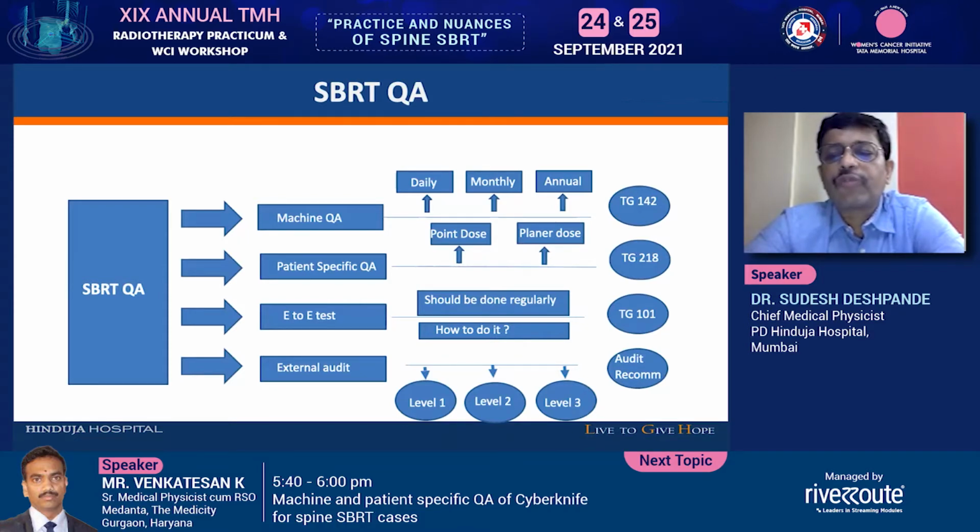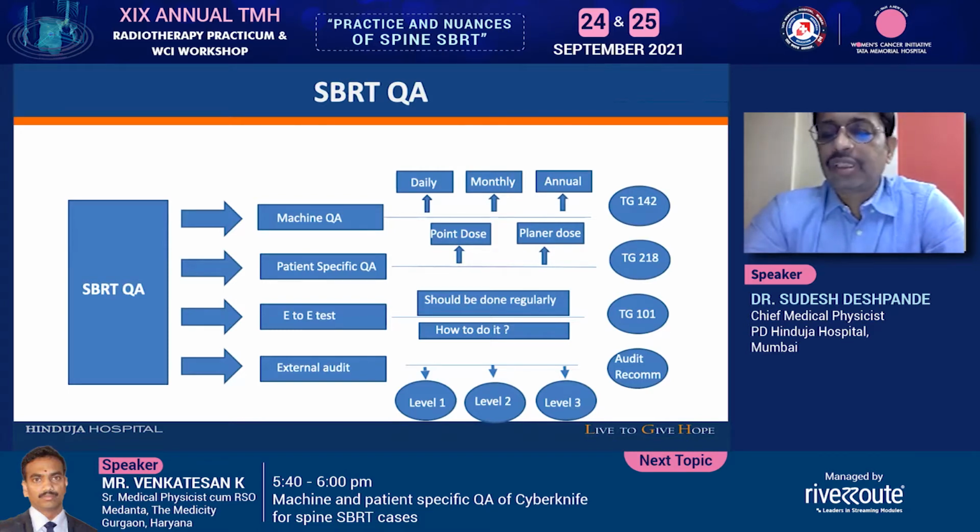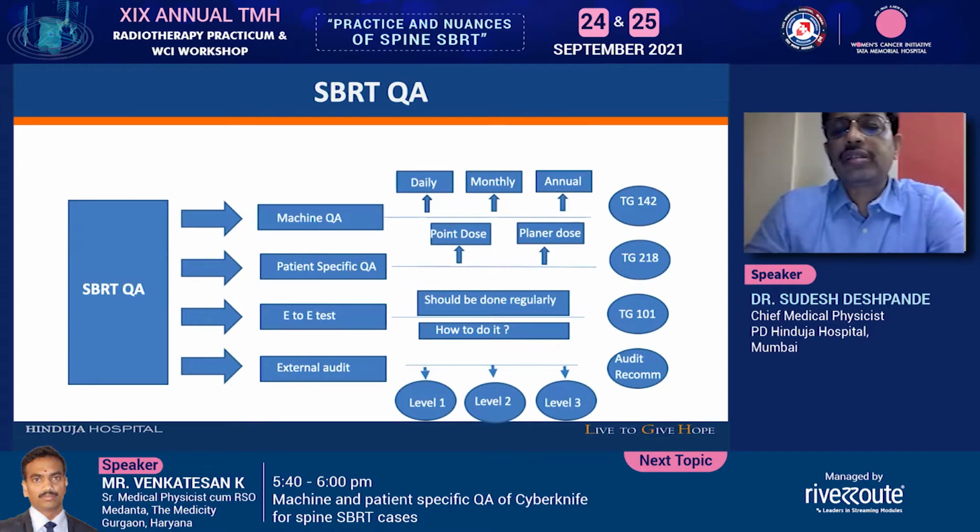For example, in Task Group 142, we have the list of QA for daily checks, so how do we perform them with the time constraint? Task Group 218 only talks about IMRT, conventional IMRT and VMAT, but it does not speak about what the criteria should be for SBRT. For TG 101, there is no process for how to do it. There are recommendations for the audit, but who will do the audit in our country, and how will a common institute get access to level 2 and level 3 audits? These are some of the challenges. I'm going to discuss all these QA processes one by one in the coming slides.